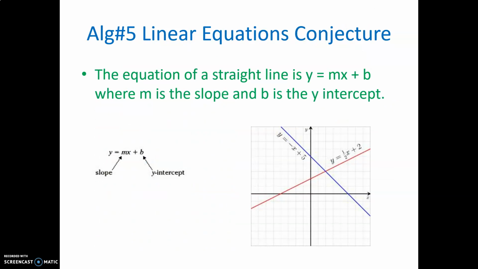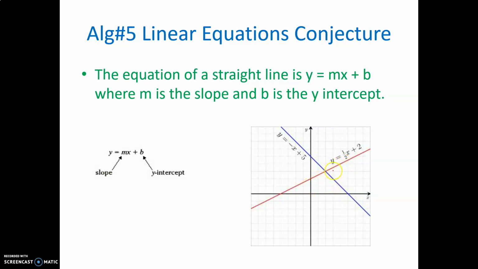So this is now a conjecture, and the conjecture falls on your conjecture list after conjecture number 52. It's called equation of a line. The equation of a straight line is y = mx + b, where m is the slope and b is the y-intercept. And then I have an example, 2 examples actually.